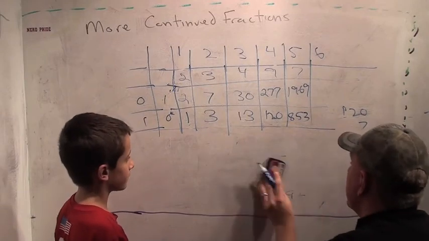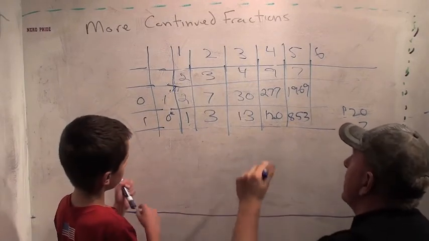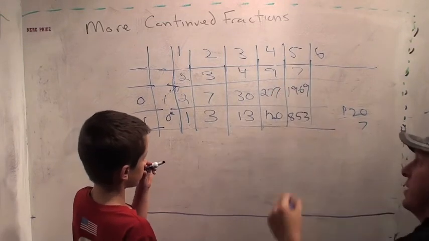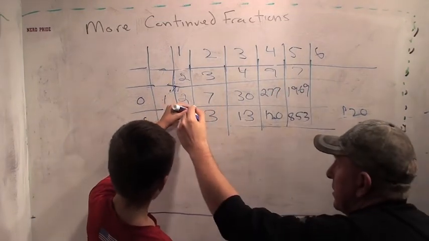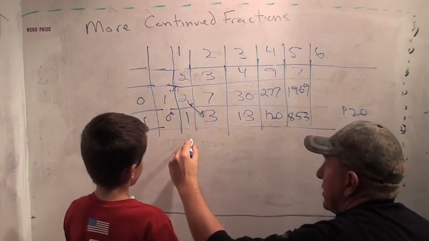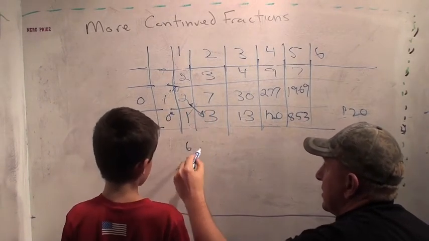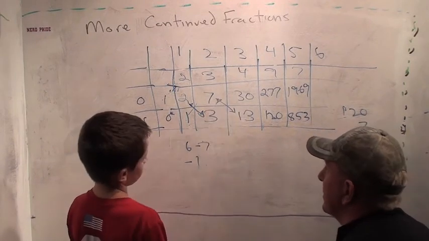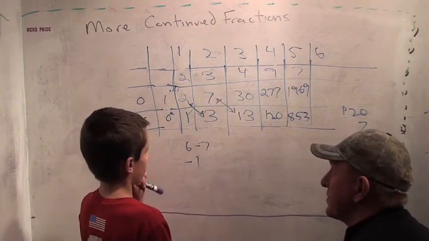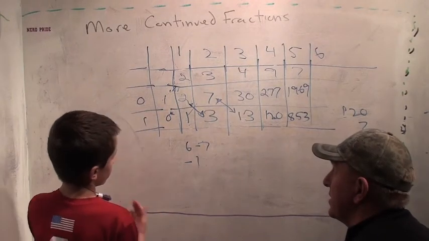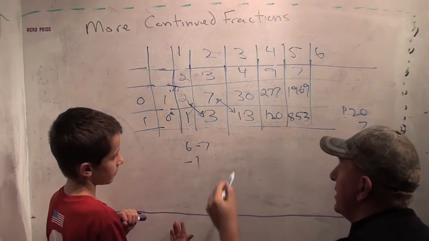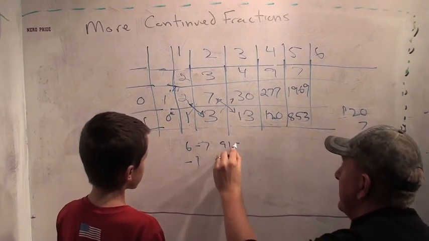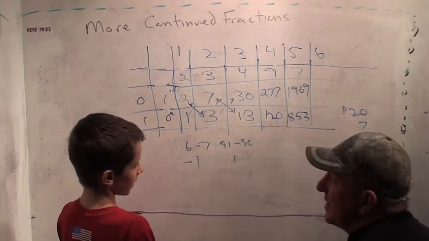Now let's see if our little cross multiplying works. So this continued fraction that I just erased, unfortunately, is equal to 1969 divided by 853. Here's our cross multiply. Okay, 2 times 3 is? 6. Minus 1 times 7 is 7. So we get minus 1. 7 times 13? 7 times 13 is 91. Minus 3 times 30 is 90. I get a 1. Huh. Looks like we get it.